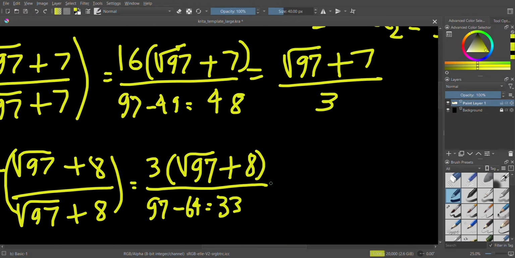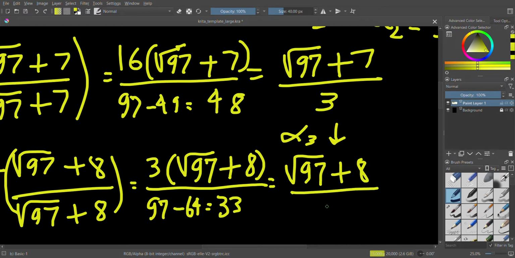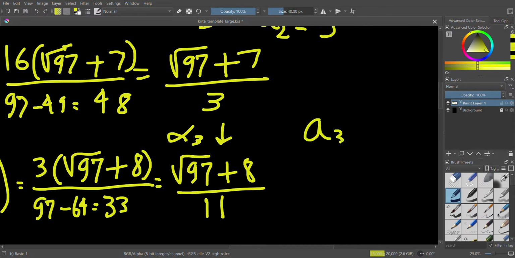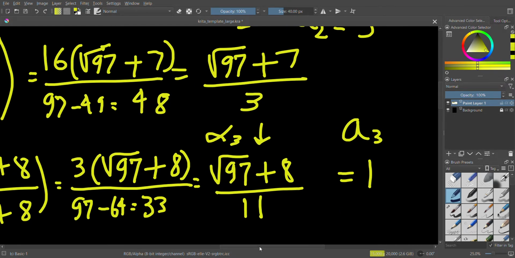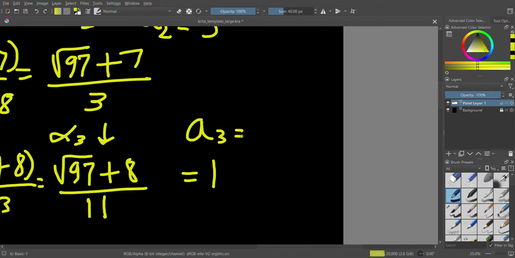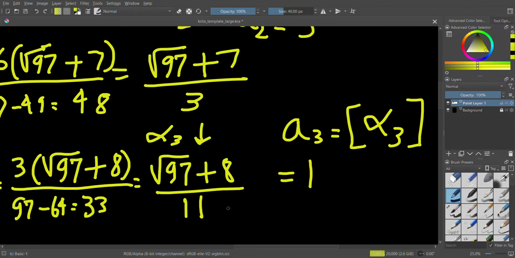So we get alpha sub 3 is equal to, put a little arrow, square root of 97 plus 8 over 11. Now our A sub 3 is going to be equal to, so that's like 17 over 11, 1. Okay, that's the floor. Now, let's remember, because I'm working these out and not using my formulas explicitly all the time, this is what I'm really doing. I'm doing the floor function of alpha sub 3 of this number.